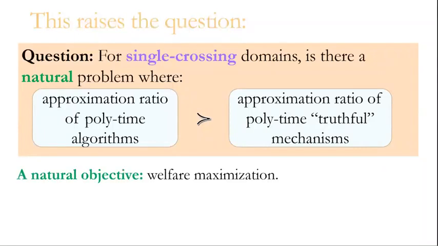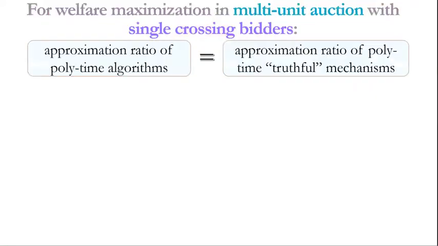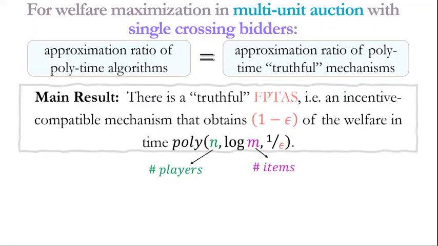And a quite natural objective function to think of is welfare maximization. So we started investigating the approximation power of truthful mechanisms with single crossing bidders in a multi-unit auction, where the objective function is welfare maximization. And we showed that for this problem, truthful polytime mechanisms are as powerful as polytime algorithms. And we do that by showing that there is a fully polynomial time approximation scheme for that problem. And this result is our main technical contribution.